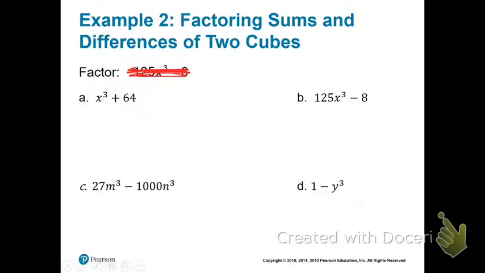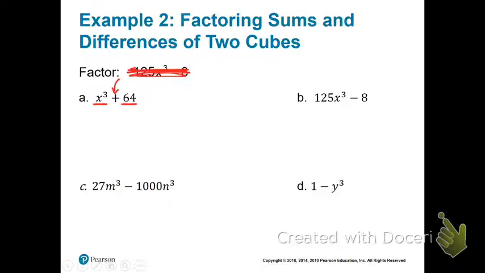But let's look at A. And let's start with our rules of factoring. Does it have a greatest common factor? Well, we have x cubed and 64. Can't factor anything else out of them but a 1. So no greatest common factor. How many terms? 2. Sum or difference? It's a sum. The only sum that we can do is a sum of cubes.